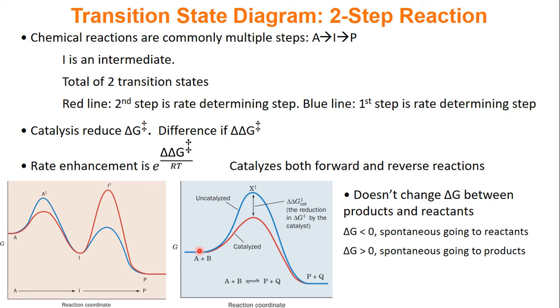The energy of your reactants and the energy of your products are always the same regardless if you use a catalyst or not. Thermodynamics and kinetics are separate. You only speed something up. You cannot make a reaction more favorable using a catalyst.